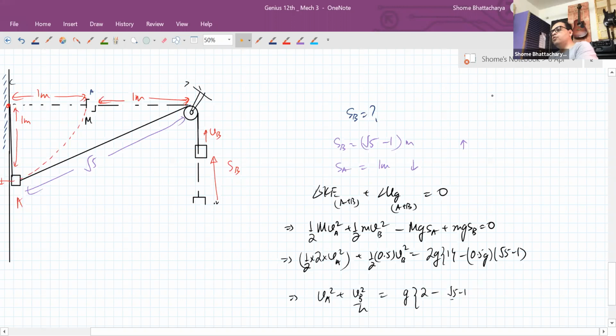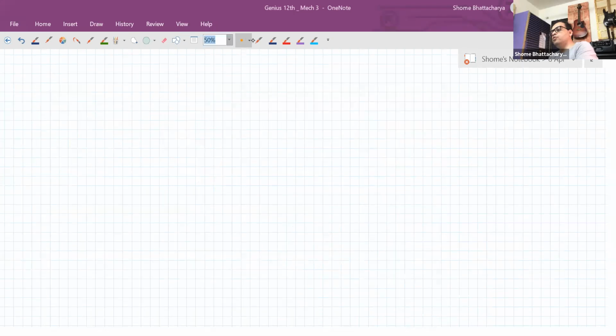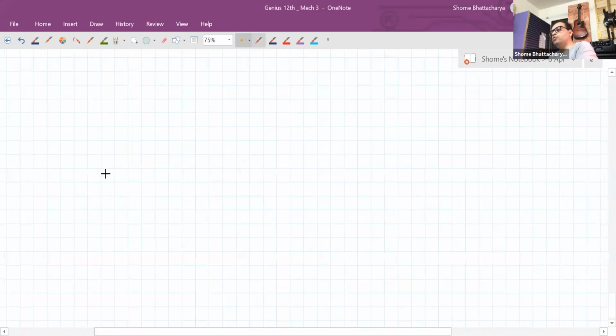Now the second thing, the constraint relation. No, not minus 2 beta. Because see the thread that is connecting A and B, see how that is going. See Ganesh. So this is quite important here. It's quite tricky.